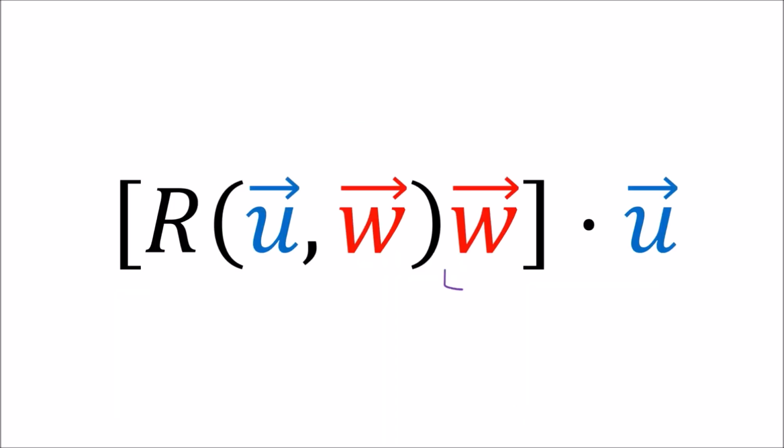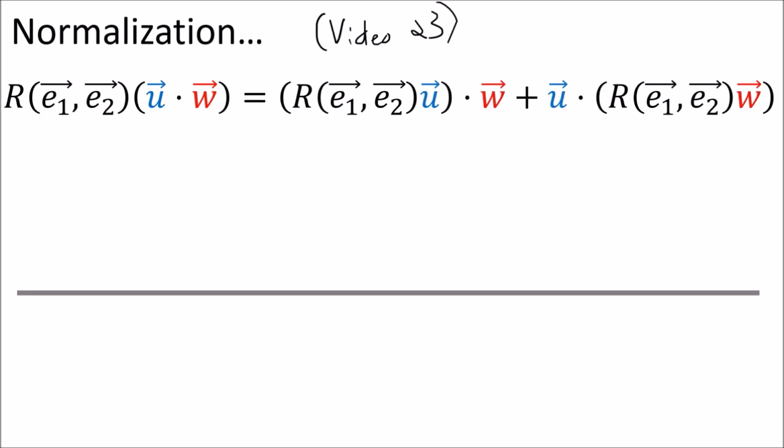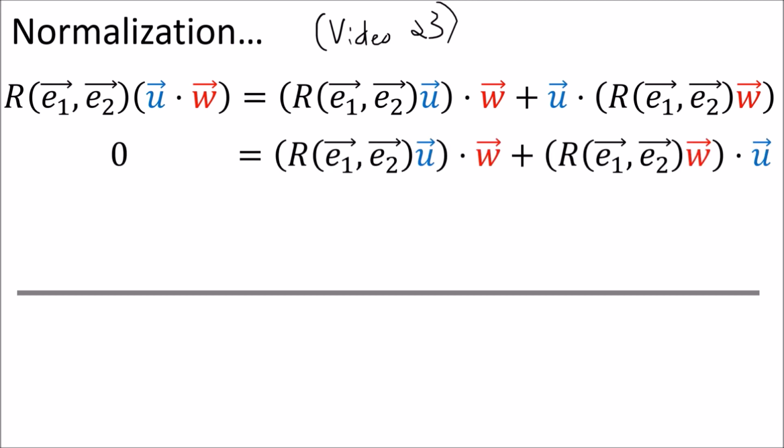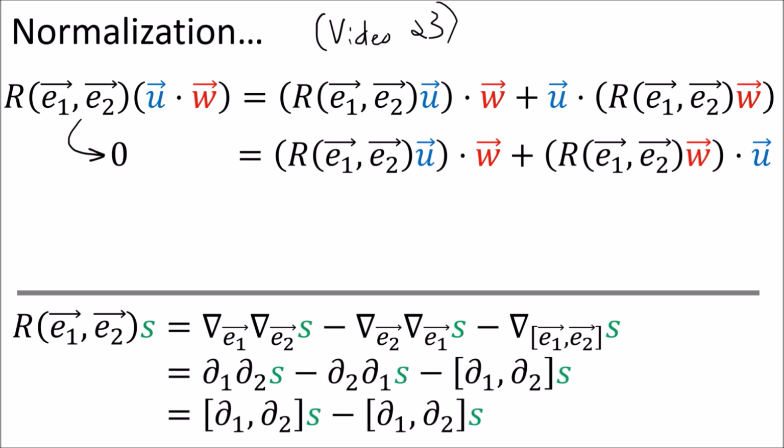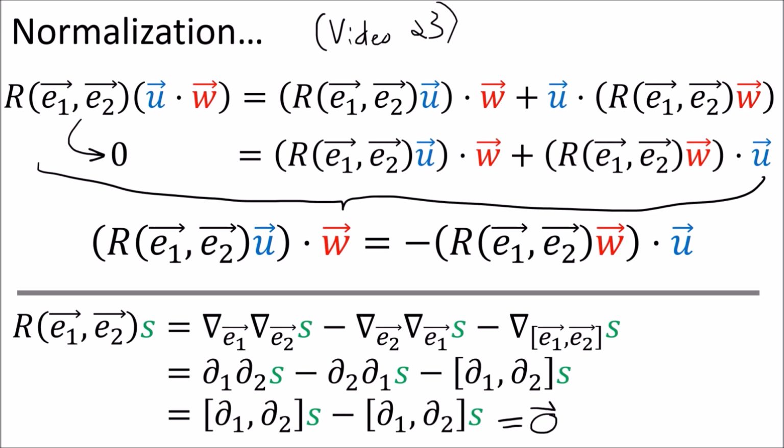Now let's look at these other inputs of Riemann. If we apply Riemann of two vectors to a dot product like this, we learned in video 23 that we can use the product rule to get a sum of two dot products like this. We also learned that the Riemann tensor of two vectors acting on a scalar equals 0, since the covariant derivative of a scalar is just the partial derivative. So we get the Lie bracket minus the Lie bracket, which is 0. So this tells us that when we have the u and w vectors arranged like this with a dot product, we can swap them and get a negative sign.